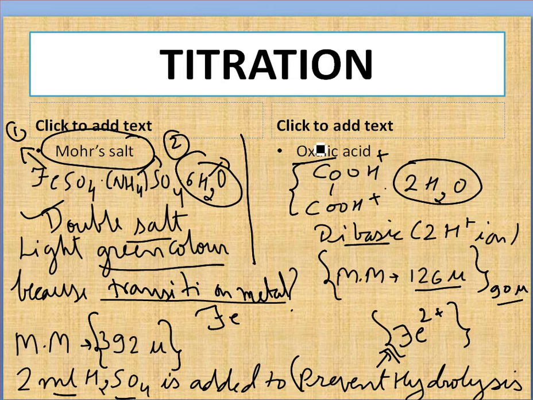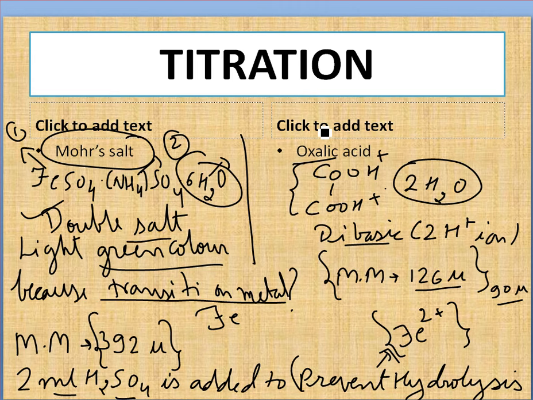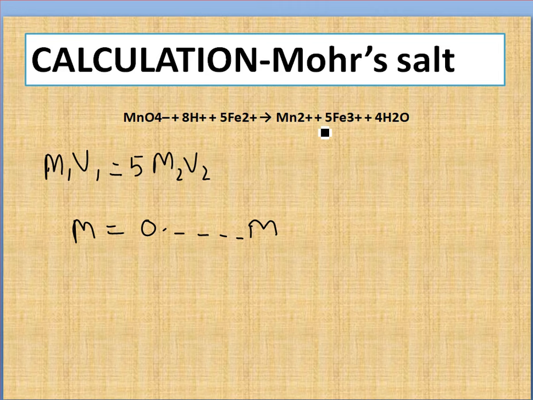About oxalic acid, one more thing you have to remember: you have to heat the oxalic acid before the titration. Why? The reason I will tell you is that it is a slow reaction. To speed up the reaction, you have to heat the oxalic acid at 60 to 70 degrees C.